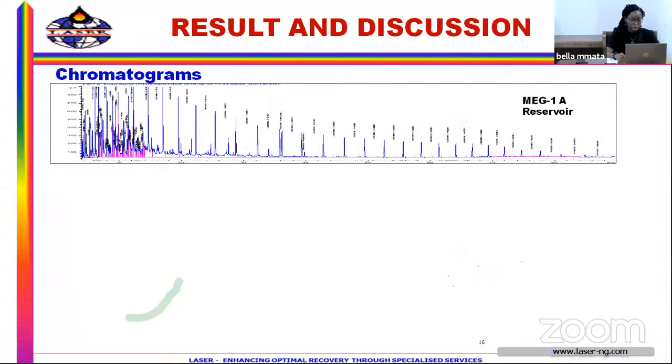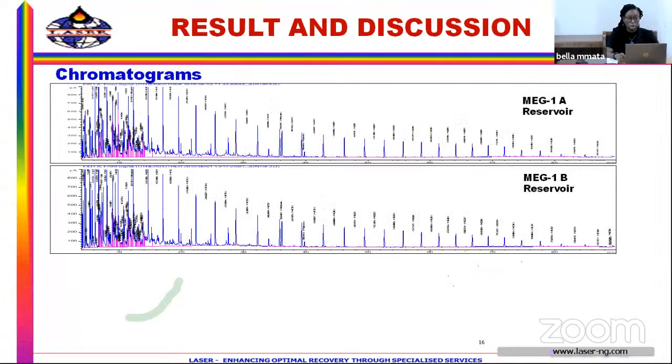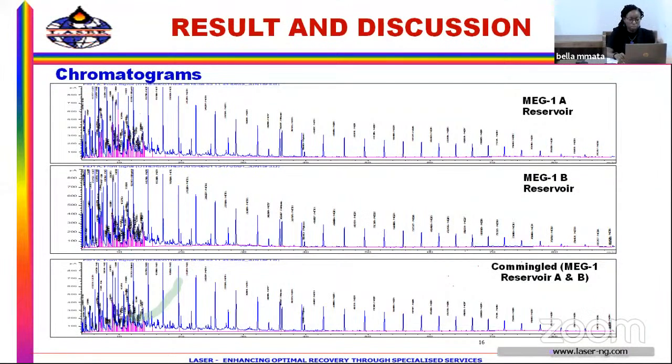So this is a chromatogram that shows the output from the GC for reservoir A, the first one, reservoir B, the second one, and the commingled. Visually examining this, we can see that the fluid from reservoir A and reservoir B are alike. They look similar. Of course, they are from the same field, so we should expect such similarity. They also look like the commingled fluid. So we did a visual examination based on the retention time, which also gave us the chemical differences.